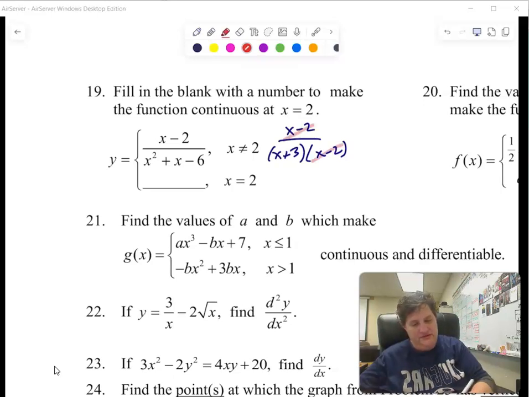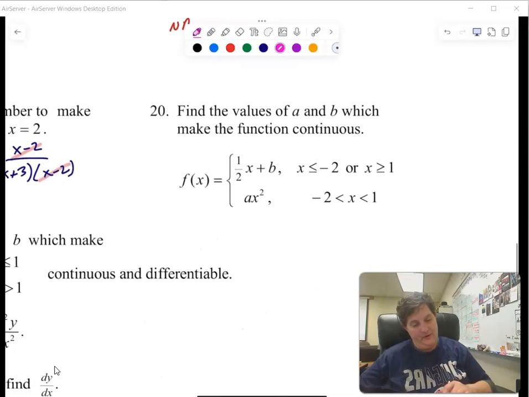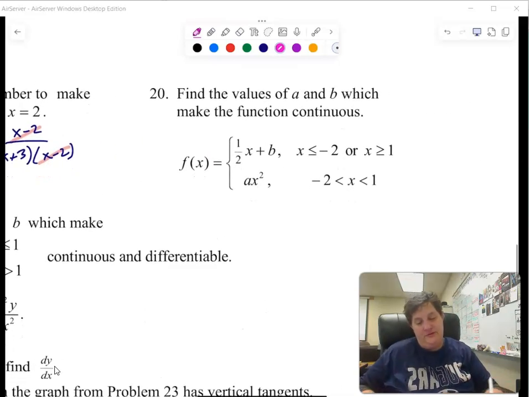Okay, that crosses out. There's a hole at 2, and when I fill the hole, it's at 1 over x plus 3. So it's at 1/5. So if this is 1/5, then the function is continuous at 2. Okay, fun times. Find a and b which make the function continuous.